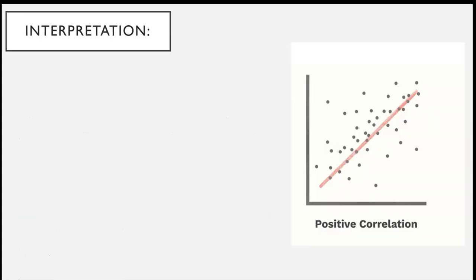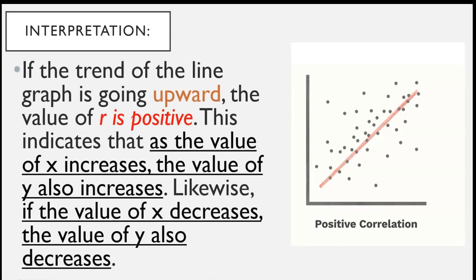Pearson shows relationship in three scenarios. The first one is the positive correlation. If the trend of the line graph is going upward, the value of r is positive. This indicates that as the value of x increases, the value of y also increases. Likewise, if the value of x decreases, the value of y also decreases.